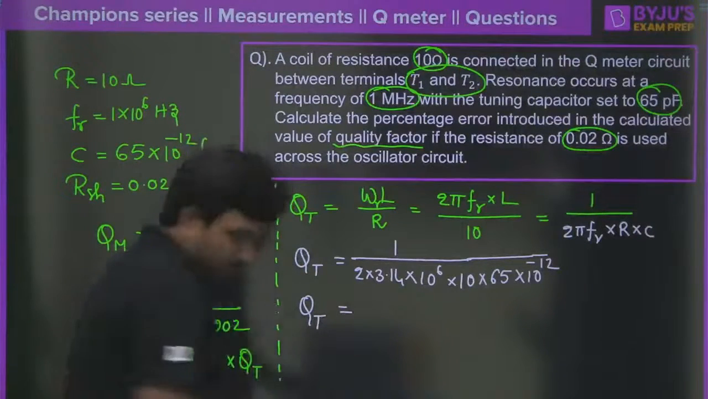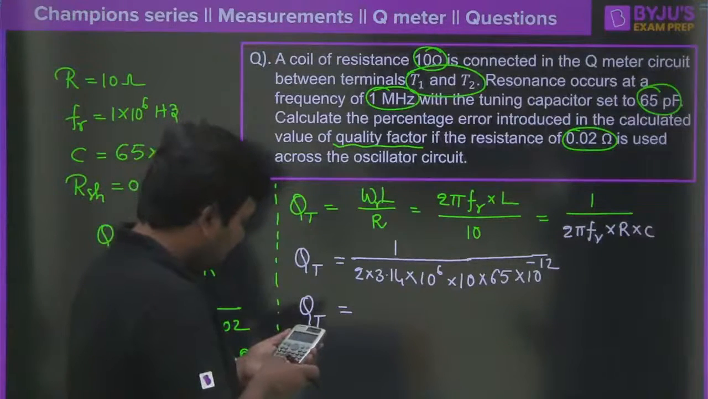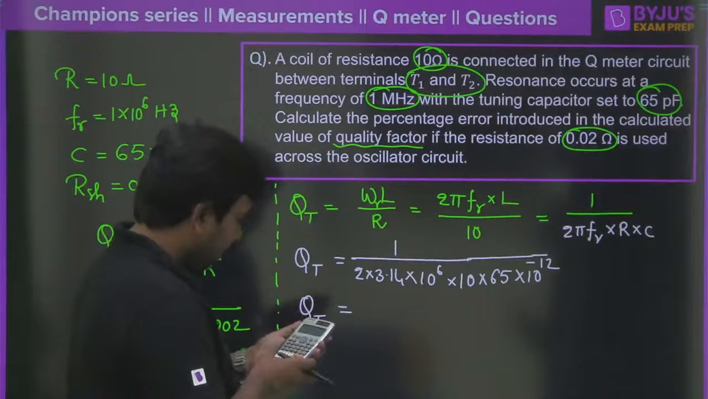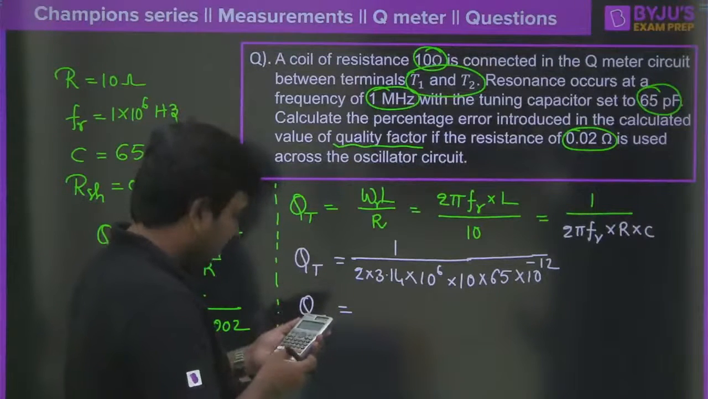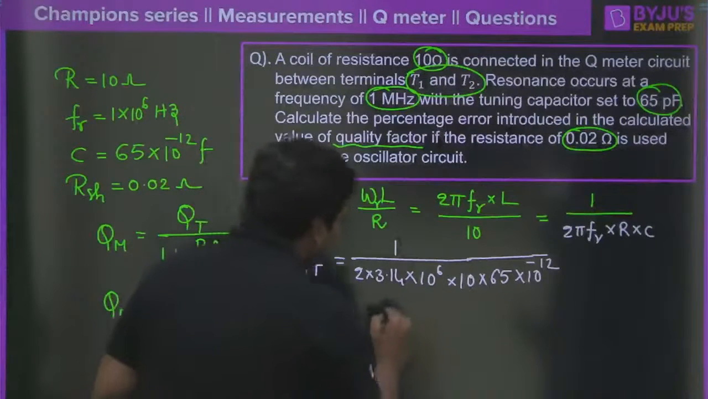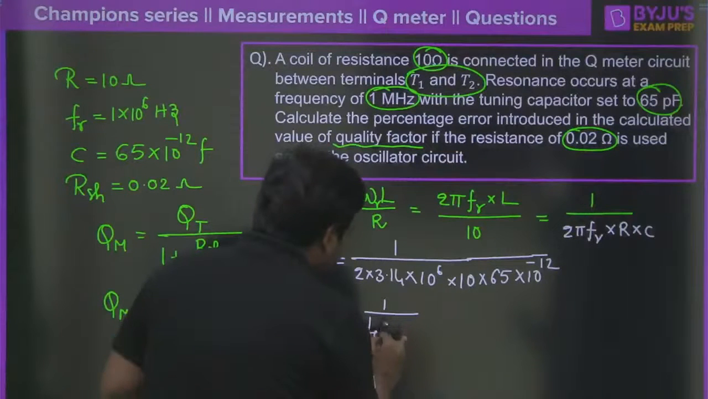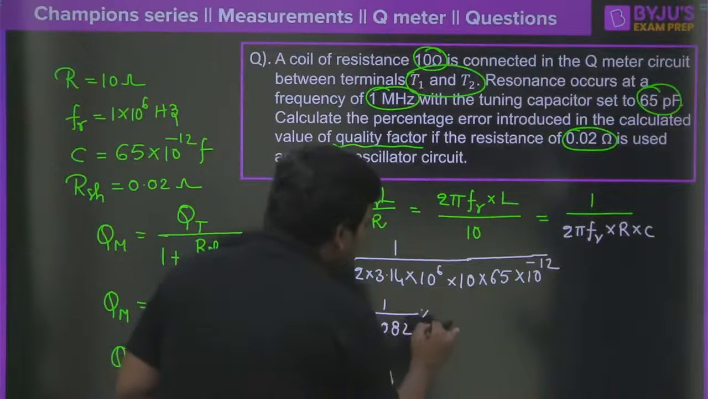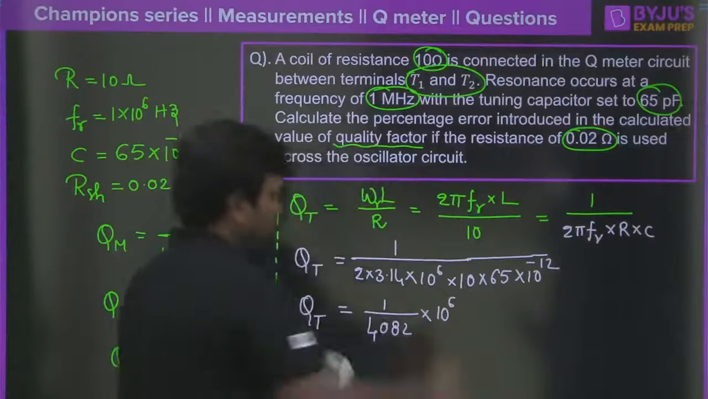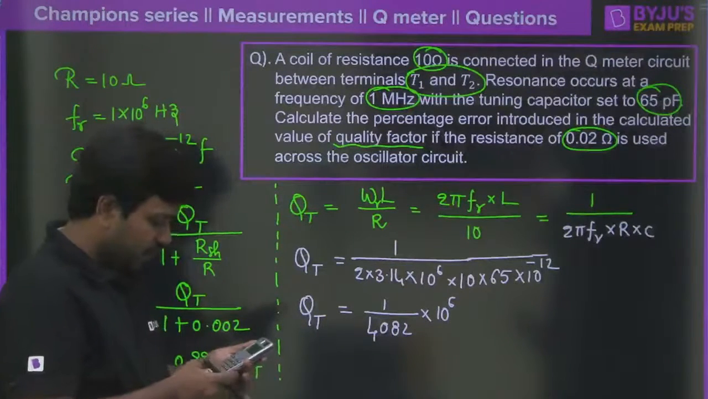So let me make it very quickly. What is the true value here? Because many people may not be able to get this one. So 3.14 into 10 here and then 65 here, correct? So 4082, right? So it will be like 1 divided by 4082, and what will be there in the numerator? 10 power 6. So such a very high value, right?